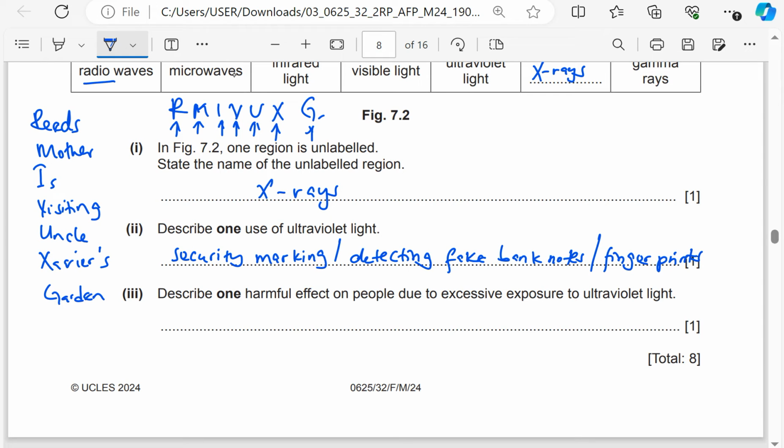Uses of ultraviolet: sterilizing food and water. By the way, one use could be negative, for example, causing skin cancer.